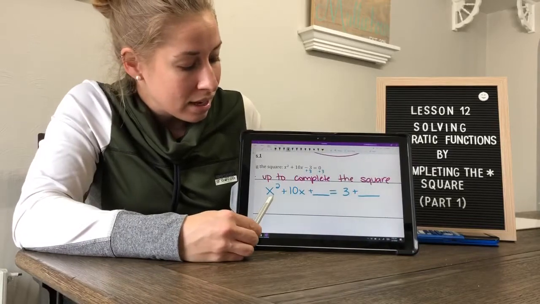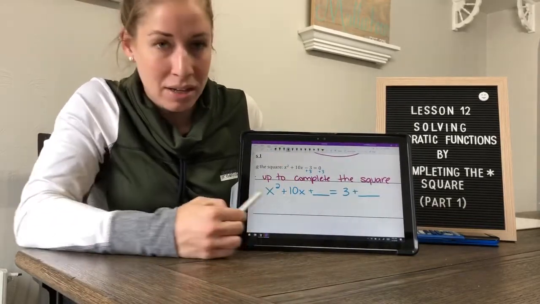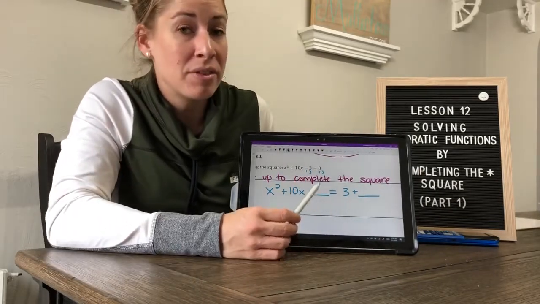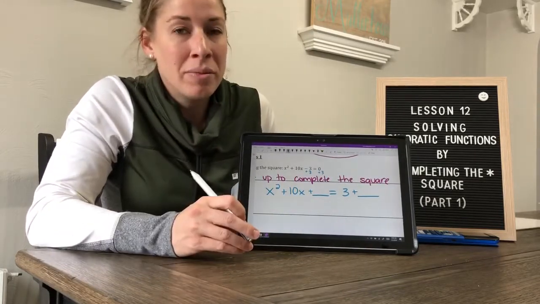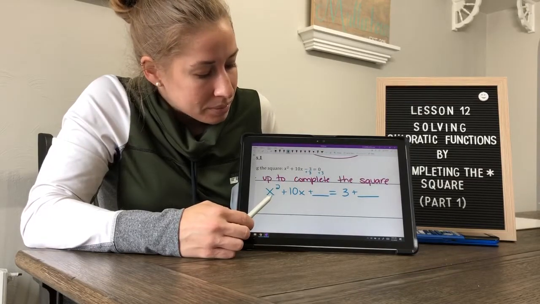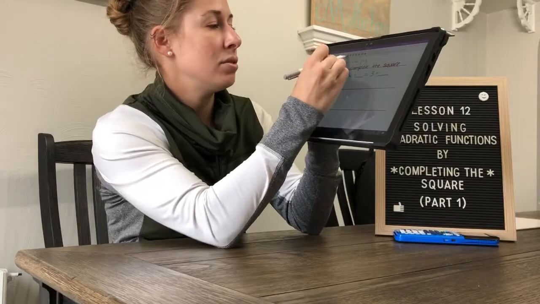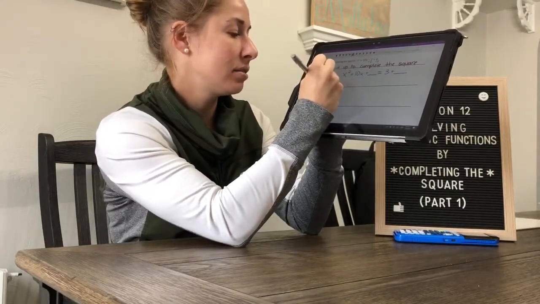So setting it up to complete the square, you're moving over the value that is not making this a perfect square trinomial to the other side, and you're creating a space for the value that will make it a perfect square trinomial. And why a perfect square trinomial? Because it factors easily. So that would be setting it up to complete the square. The next step is to find the c value.